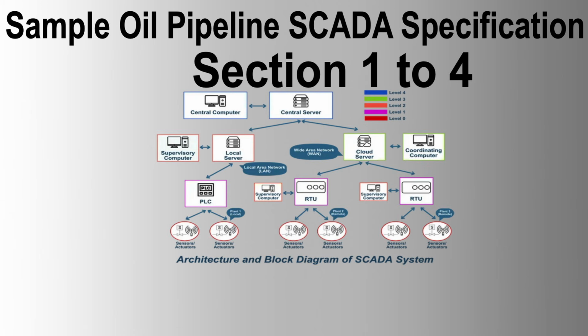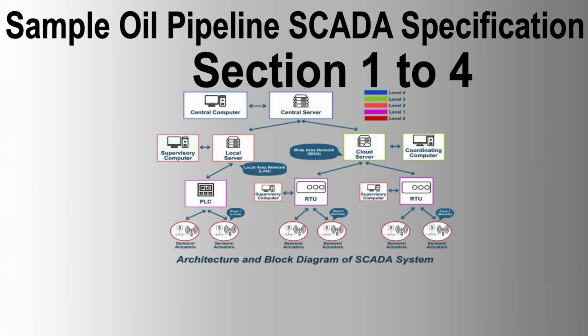4.9 Safety Instrumented System, SIS. 4.9.1 SIS SCADA Overview. The SCADA system shall integrate with the Safety Instrumented System to ensure safe operation of the pipeline. The SIS shall monitor critical safety parameters and take necessary actions to prevent hazardous conditions.